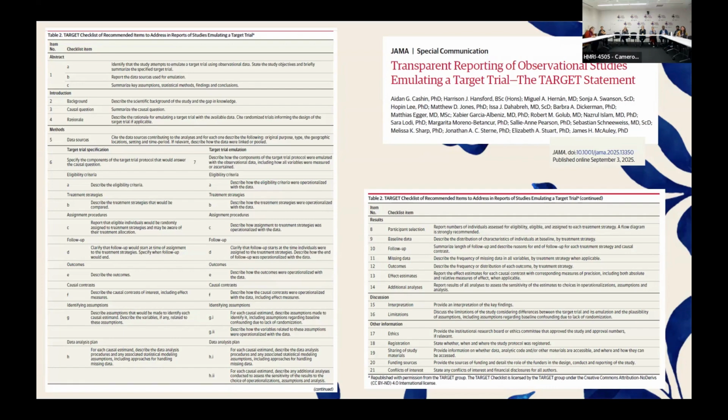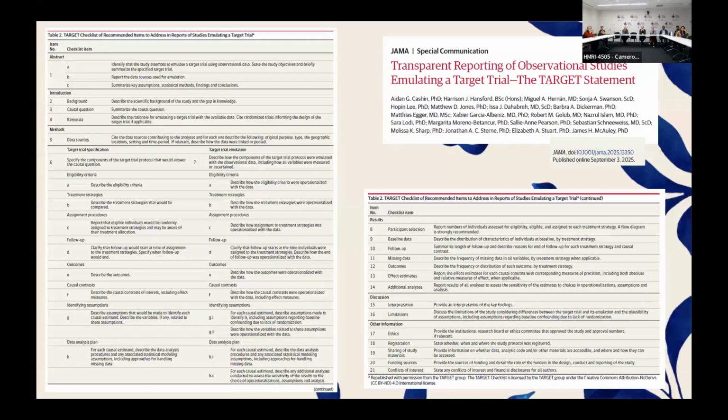But what is noticeable about this list is the beginning part, abstract and intro, which is just the same as any list we would have for any study we were doing. And results, discussion, and other information is fairly standard. We do that for any other study, RCT included. It's this bit in the middle, the methods part, which is the target trial part.